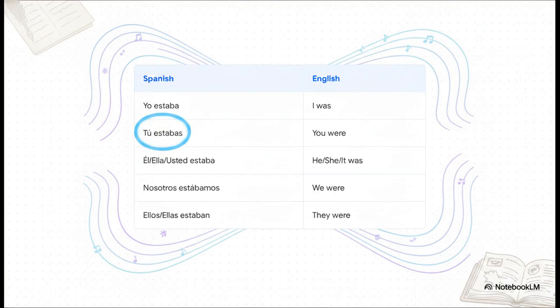Yo estaba, tú estabas, él, ella, or usted estaba. Then moving to the plurals, nosotros estábamos, and ustedes, ellos, or ellas estaban. Seriously, that aba sound is going to become your new best friend. Whenever you want to say I was to talk about being somewhere or a state of being in the past, yo estaba is your perfect starting block.